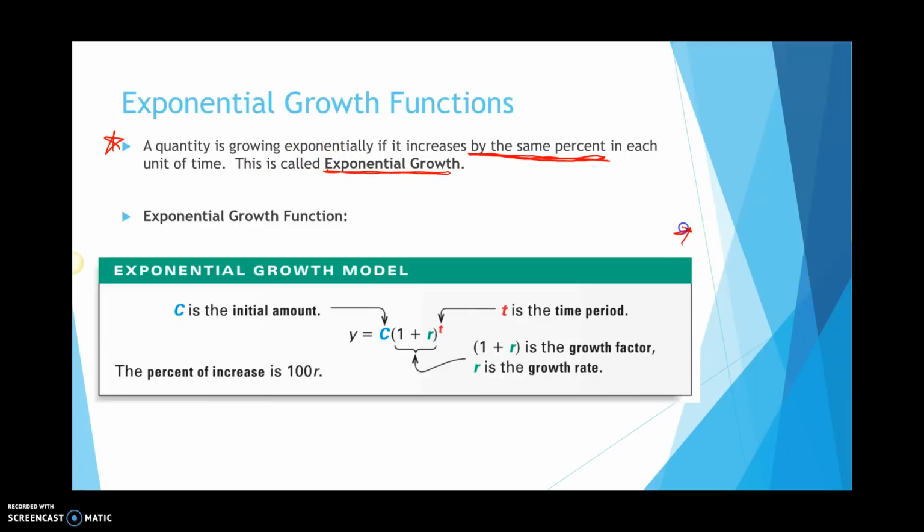So this chart here, I want you to write all of this down. It's very important. This exponential growth model is the formula that you need to use to figure out situations that you're going to be solving in this section. So C is the initial amount, meaning your starting amount.